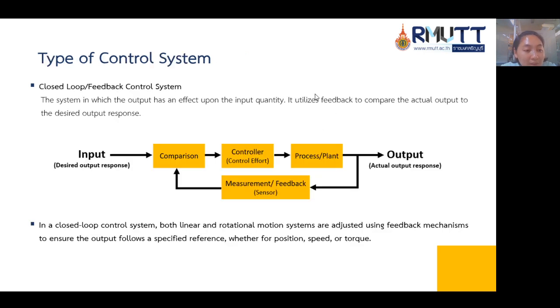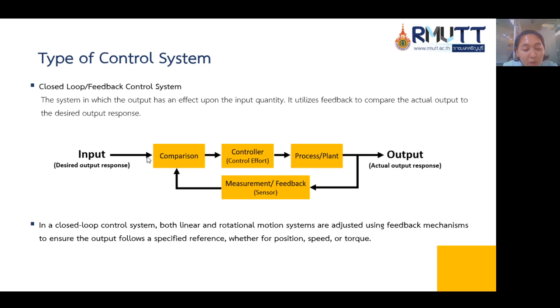And then the second type of control system is the closed loop or feedback control system. This is a system in which the output depends upon the input quantity. It utilizes feedback to compare the actual output to the desired output response. We can see here the block diagram consists of the input. This is the desired output response.